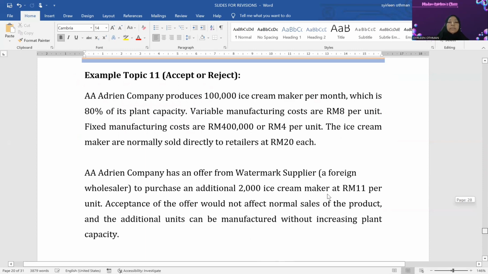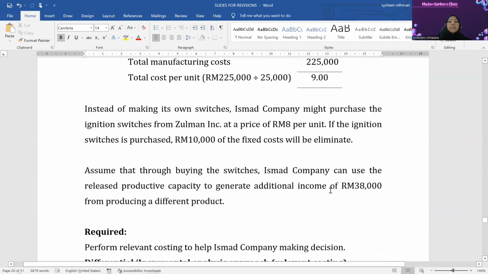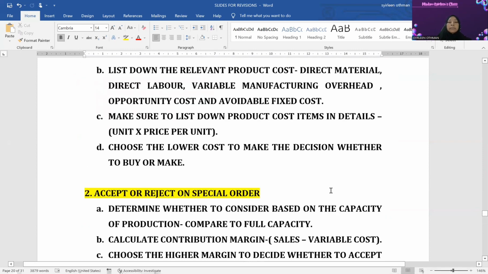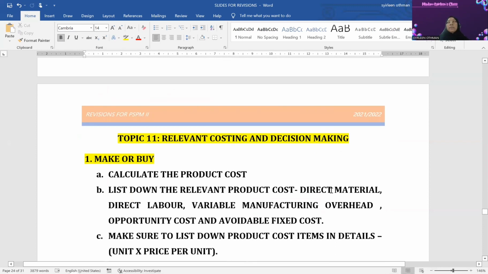Okay, topic 11 is actually not so difficult kalau kita boleh faham apa maksud relevant cost and apa maksud irrelevant cost. Okay, so whenever you get a question on topic 11, the first thing that you need to know is asingkan dulu yang mana your relevant cost and your irrelevant cost. So you kena faham relevant cost tu dia akan mempengaruhi kita punya decision making. Irrelevant cost won't be affecting our decision making. So yang tu kita akan omit.